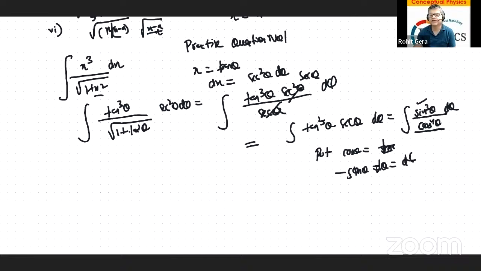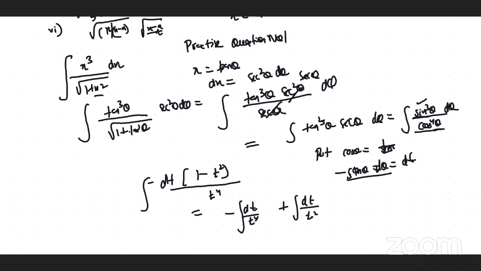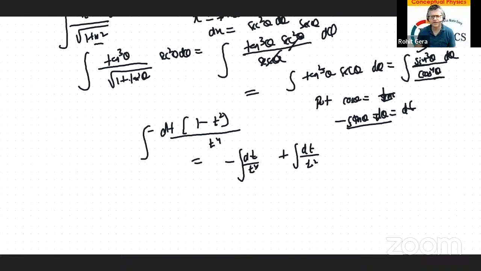So this becomes, it will adjust with sin theta d theta. So this will become dt into sin squared theta, that is, 1 minus t square divided by t raised to power 4. So minus dt by t^4 plus dt by t square. It converted into algebra. Yes, this is straightforward, right? This is t raised to power minus t plus 1.